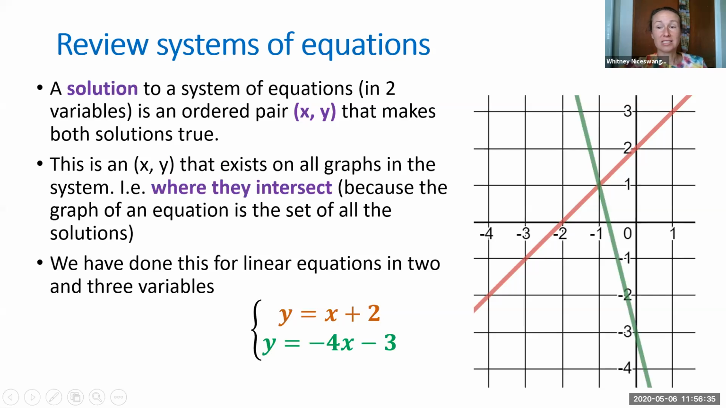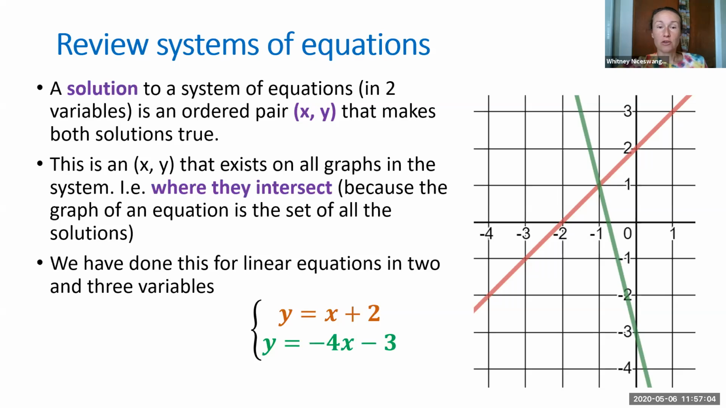Let's review the systems of equations that we've done before. A solution to a system of equations, if we just have two equations in two variables, is going to be an ordered pair. Just like the solution to an equation is an ordered pair, the solution to a system is also going to be an ordered pair. It's the ordered pair that makes both equations true.